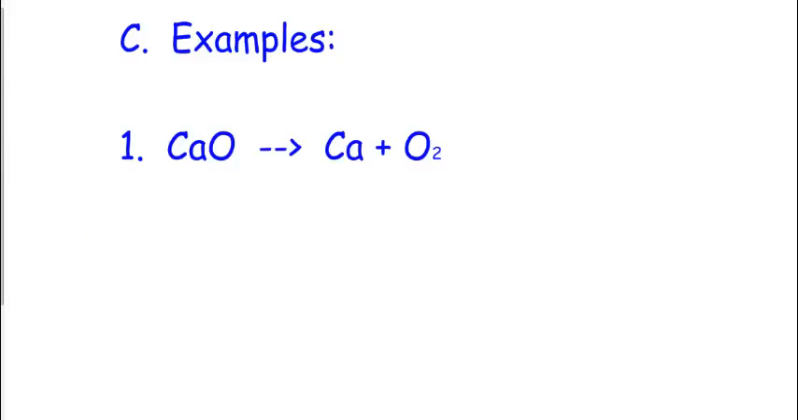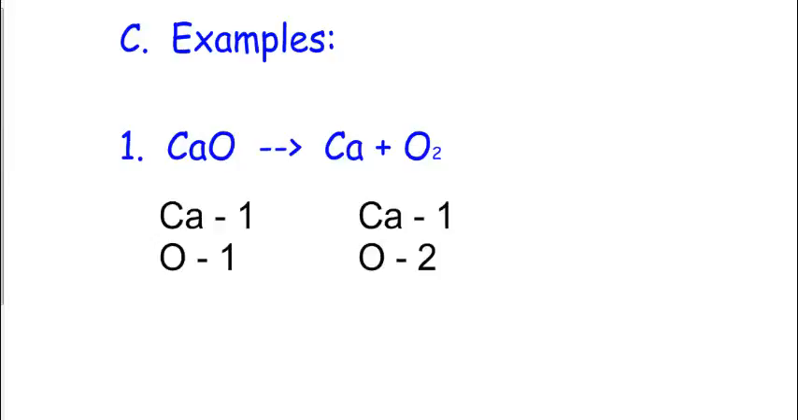Let's look at some examples of full equations. In this equation, calcium oxide is broken down into calcium plus oxygen. The first thing that I want to do in balancing an equation is to make a list of each type of atom in the equation and count how many of each I have. In this case, my 2 elements are calcium and oxygen. On the reactant side, I have 1 of each, and on the product side, I have 1 calcium, but I have 2 oxygens. I want to make those numbers equal.